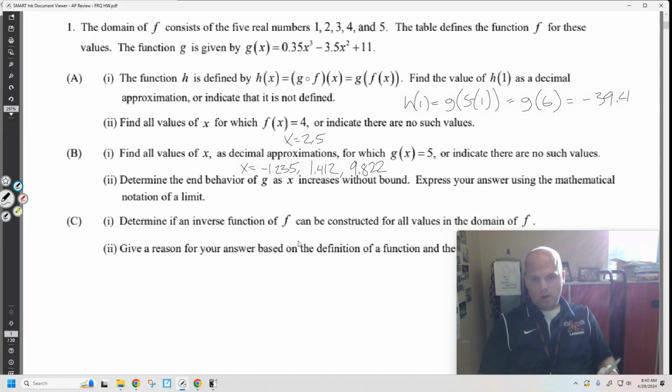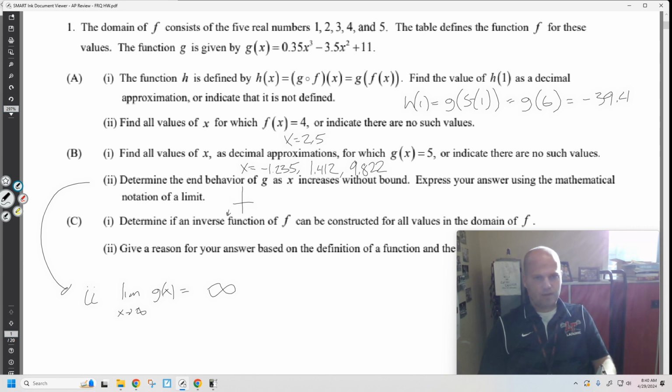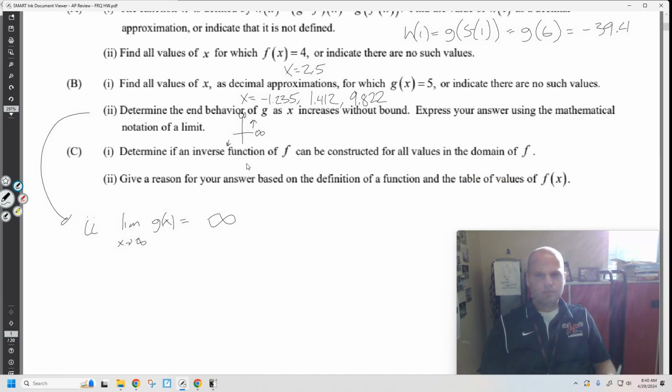Determine the end behavior of g as x increases without bound. Express your answer using mathematical notation of a limit. Like, you won't get points unless you do. The limit as our x increases without bound, that's as x approaches infinity, of g of x is infinity. Why? We're going up and to the right with our function. The end behavior of this cubic is down to the left and up to the right. So as my x's approach positive infinity, my y's are approaching positive infinity.